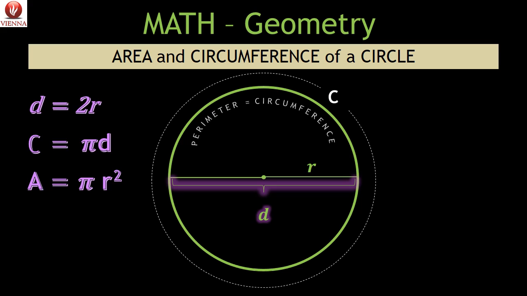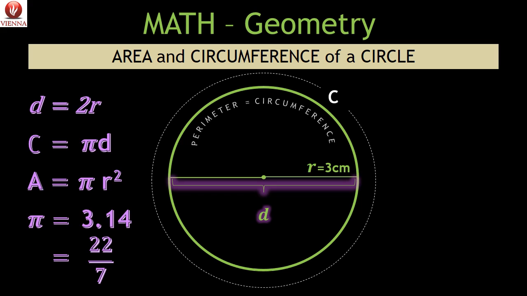All right, so the area of a circle is found by multiplying pi times the radius squared. Pi, as I said, equals 3.14, or if you prefer, 22/7, same value. All right?